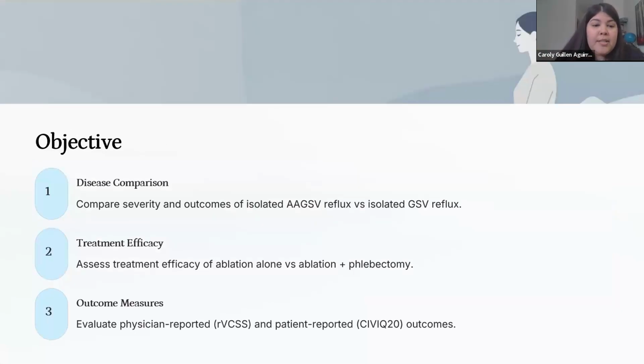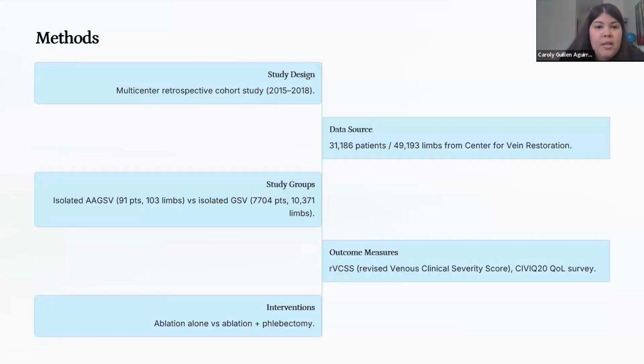So the objective was a disease comparison and outcomes of treatment of isolated AAGSV reflux versus isolated GSV reflux, treatment efficacy, and outcome measures. For the outcome measures, they actually used the RVCSS and the patient-reported quality of life, the CIVIQ-20 outcomes.